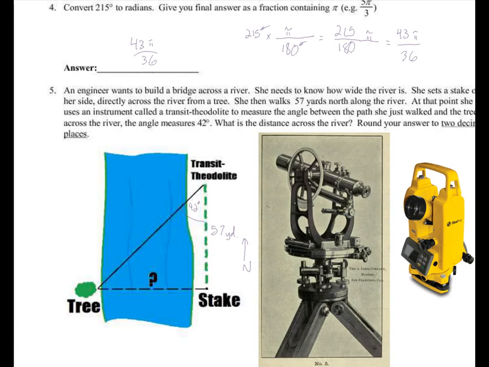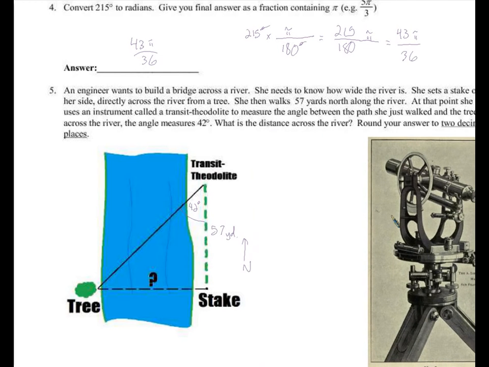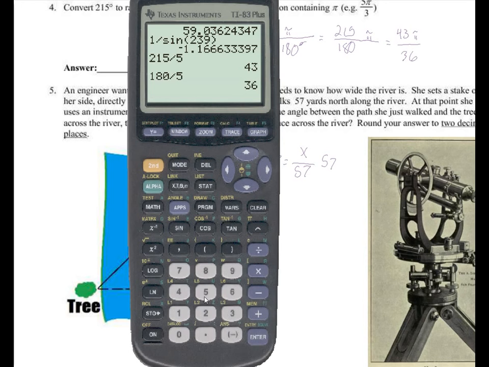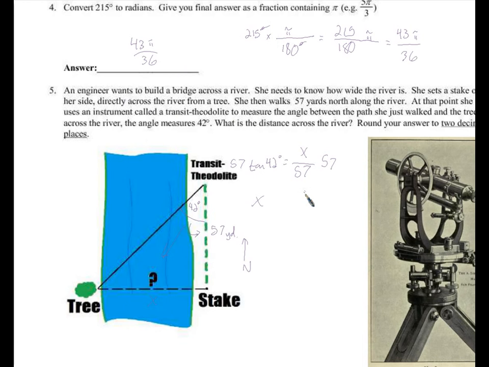Now we'll move the better looking theodolite over to the side to get some room for our calculations. This side is the side that we want to know. Here is the side that we know something about, and this is the opposite side. This would be the adjacent side. So we would use the tangent of 42 degrees, which should be equal to, let's call this x, x over 57. Multiply both sides by 57, and x should be equal to 57 times the tangent of 42. That's about 51.32 yards.